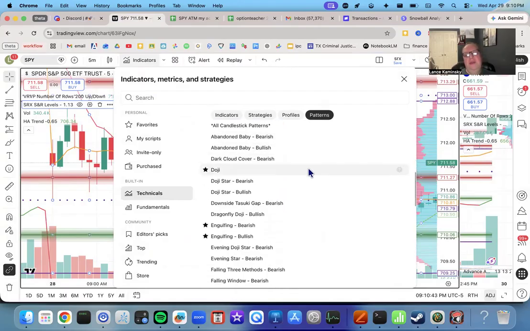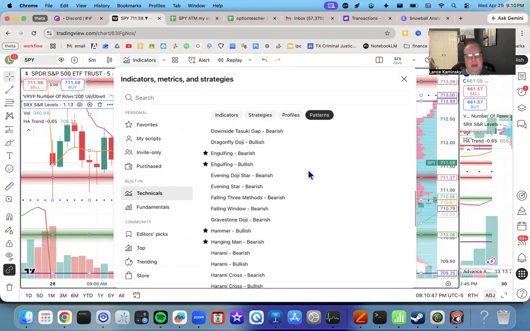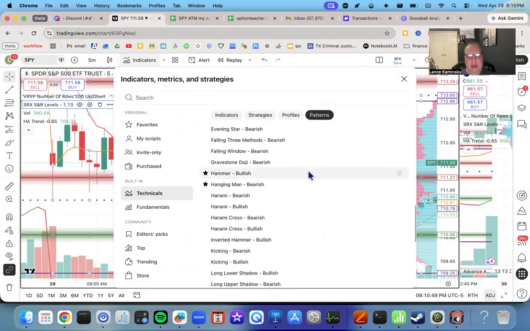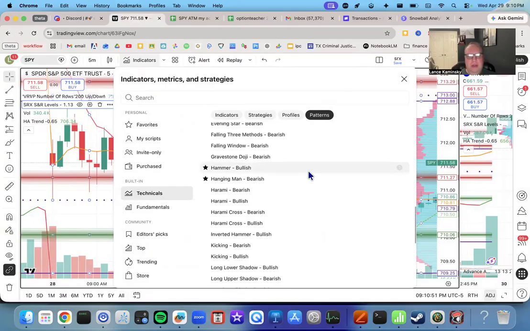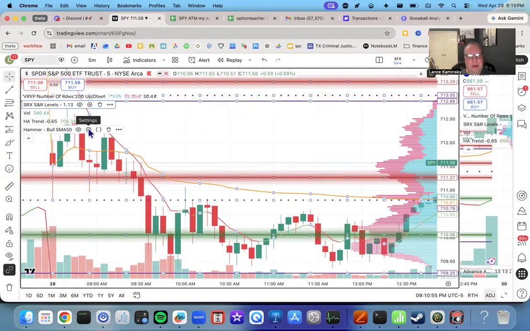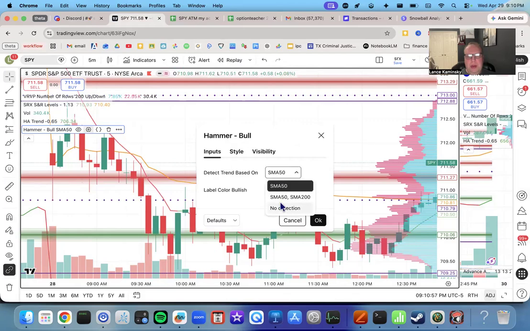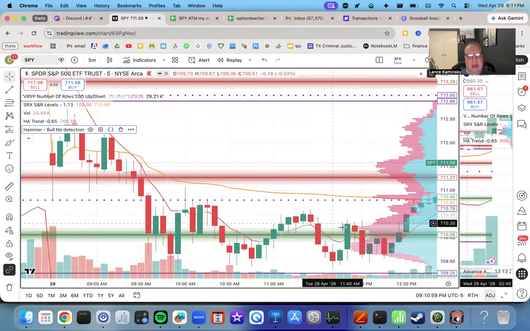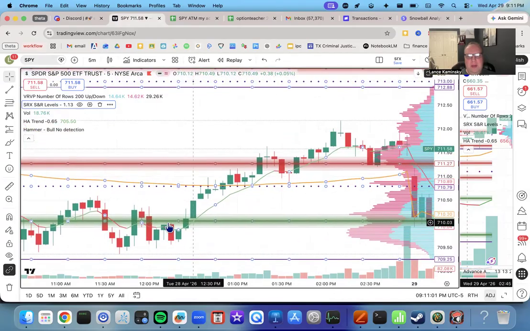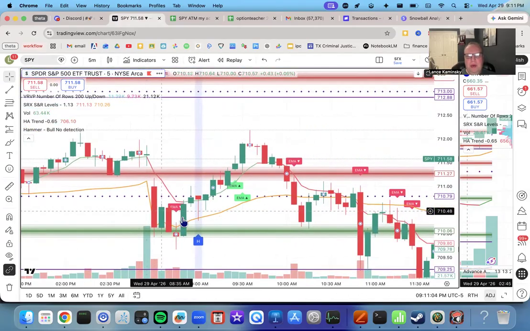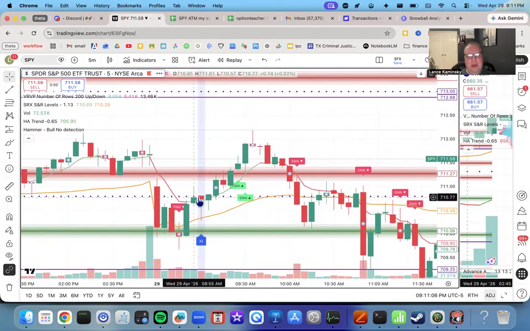The main ones I look at for single candles are the dojis, because dojis could signal a reversal, and the hammer candle, hanging man. Those are some that I've used before. Those you could do on the essential plan. The hammer bull detection, see if any came up. Hammer here. Again, this is from last month's video.